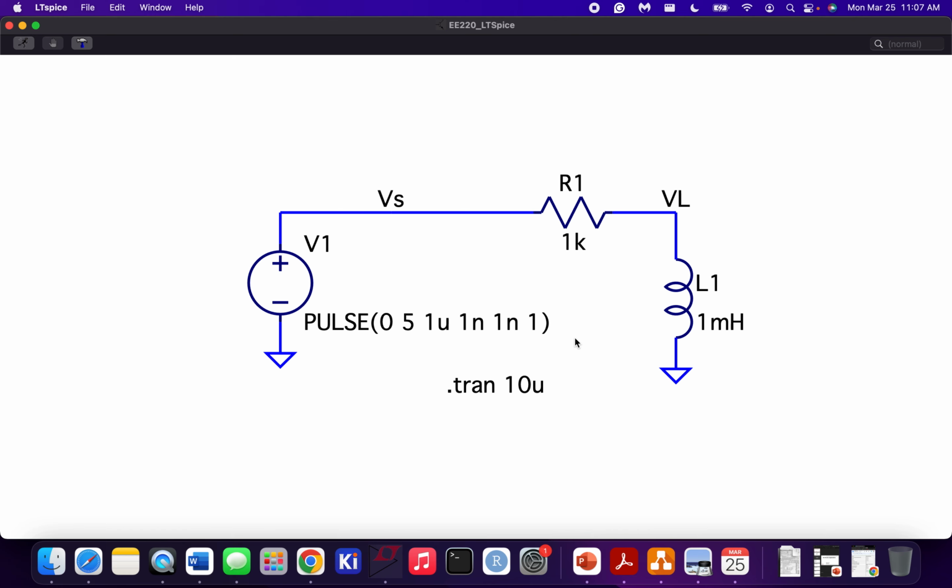And again, we're going to go ahead and just observe the RL behavior that we saw in lecture, but we're going to go ahead and observe it in LTSpice.